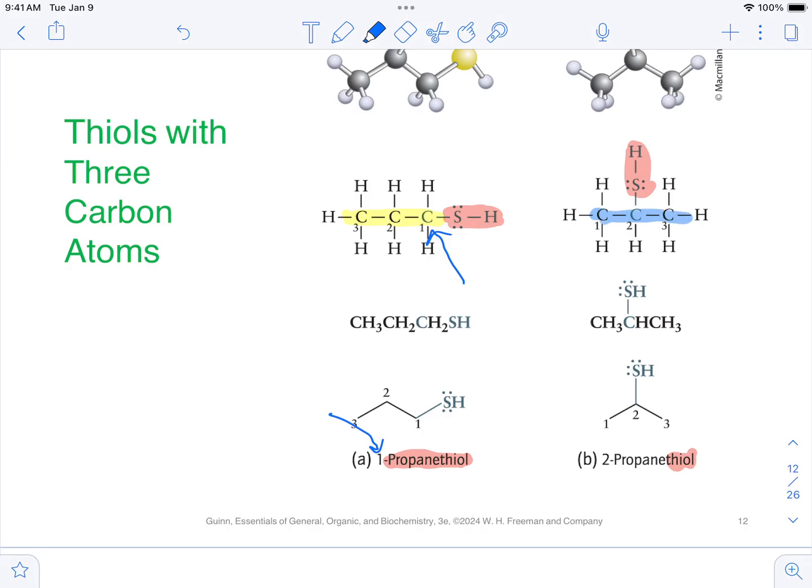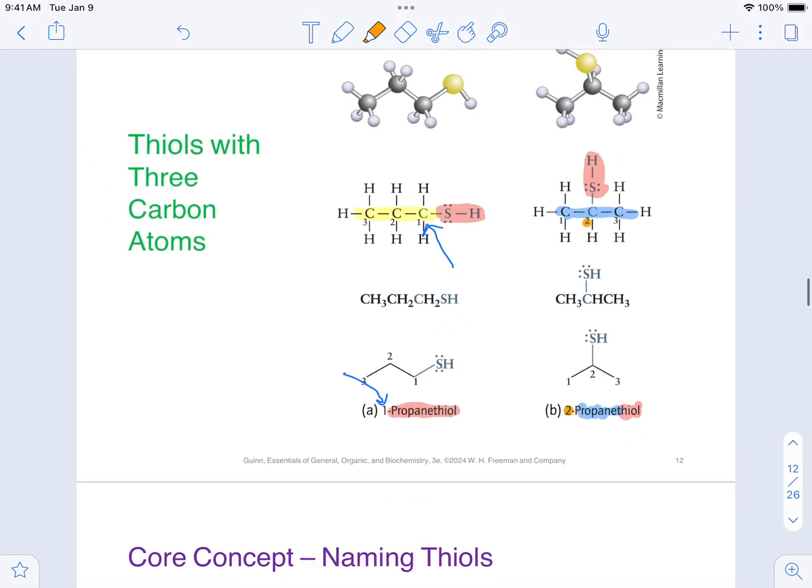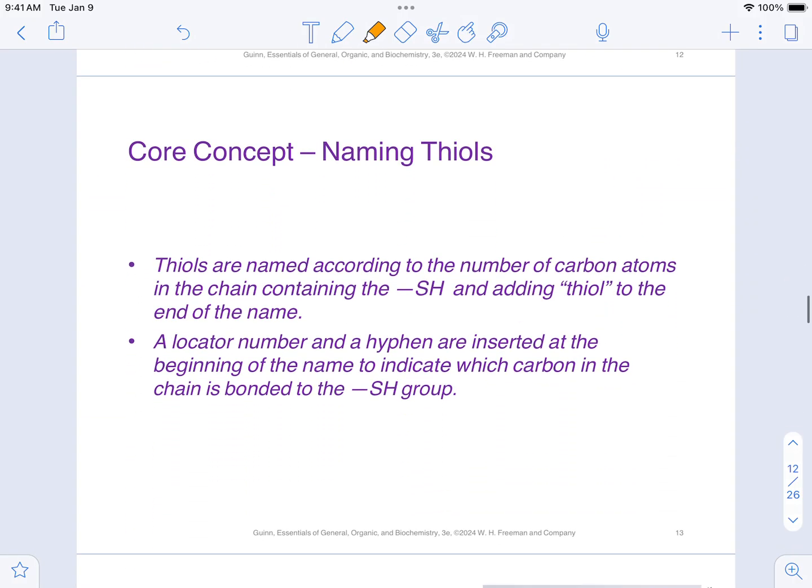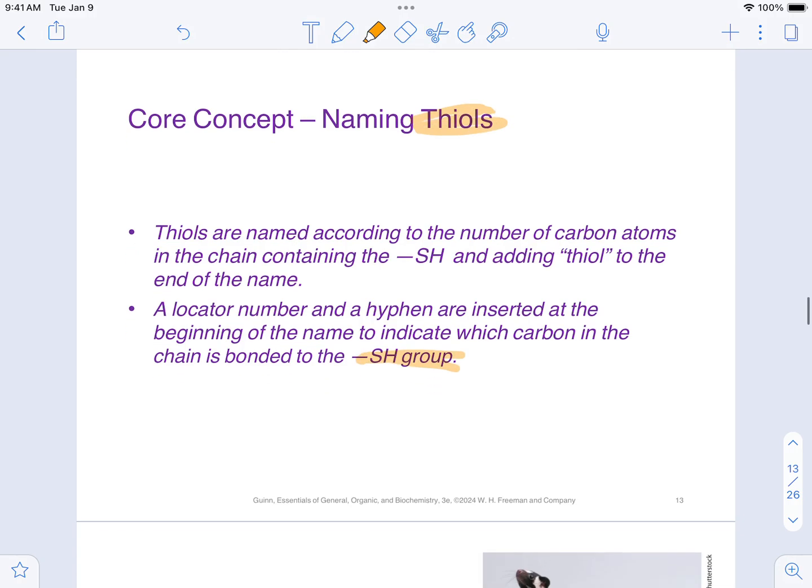We have 3 carbons, so that's how I know it's propane. And then it looks like the thiol is off the second carbon, so that's why it's 2 propane thiol. So for thiols, we are thinking SH.